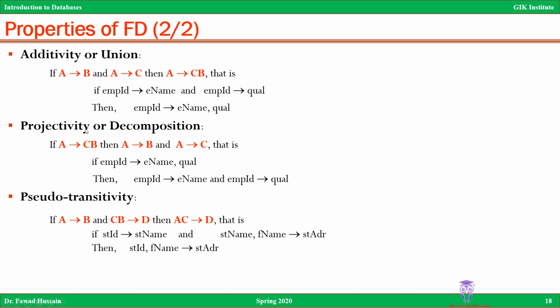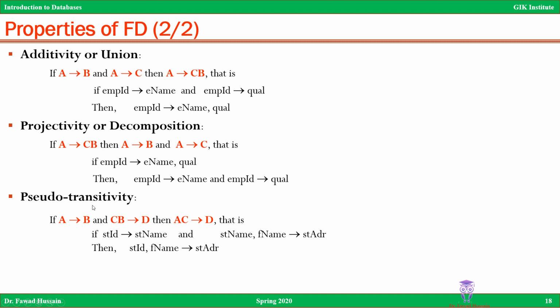And projectivity or decomposition means that if A implies CB, then I can decompose this part and say A implies B and A implies C individually. So basically this and this are opposite of each other. Here I had A implies B and A implies C, and I merged them together to form A implies CB, and here I had A implies CB, and I can decompose it to get the original parts.